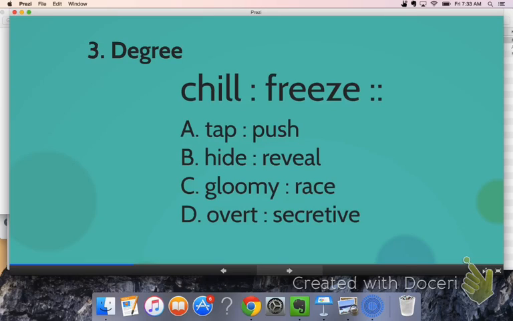So let's look at the examples or the options that we are given. Chill is to freeze as tap is to push. Hide is to reveal. It can't be that one, definitely, because those are opposite. Gloomy is to race. That makes no sense. Overt is to secretive. Again, those two are opposites, but not really on the same spectrum. So it must be tap is to push. So there's the light tap you give somebody, and then there's the full hands to back shove that you do.